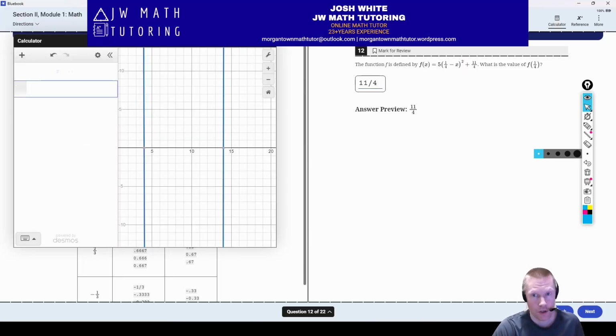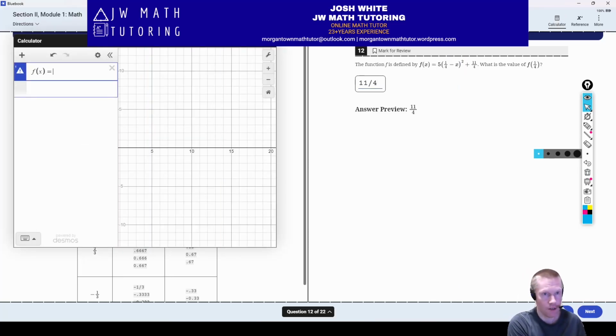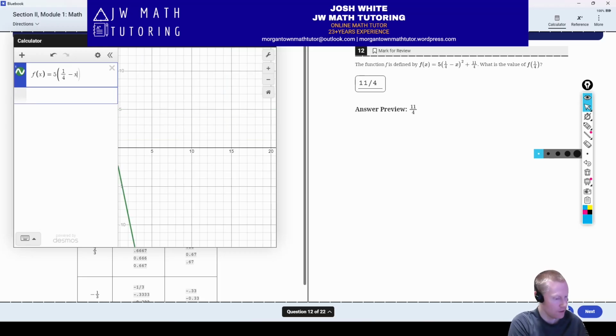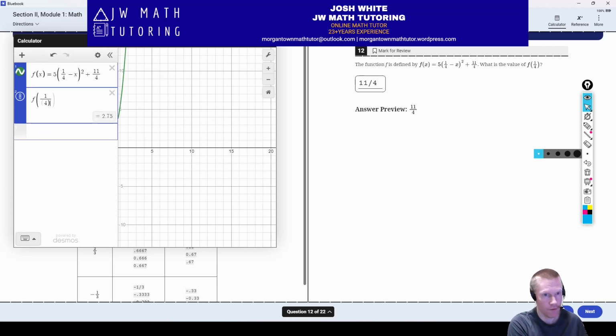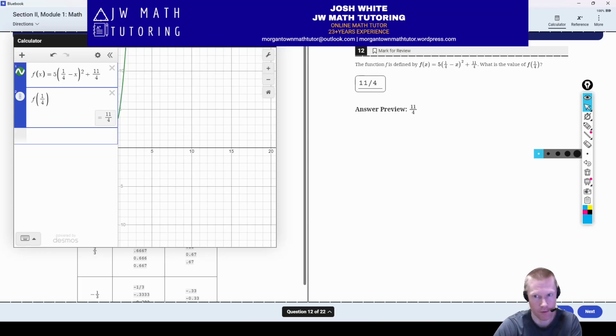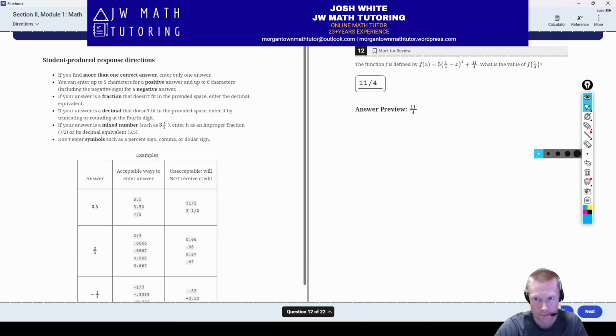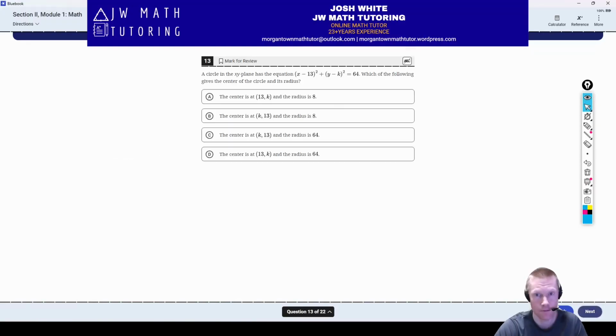Now, of course, you could also just go to Desmos and type in the function. Here's the function. Okay, what is f of 1/4? And see, it gives me 2.75, which is fine. Or if you want the improper fraction, you can get 11/4. So either way, all you have to do is just, again, evaluate this function.